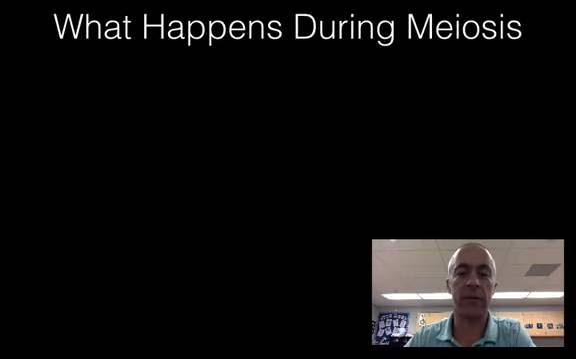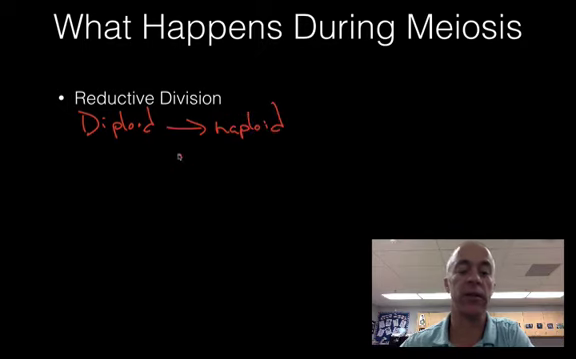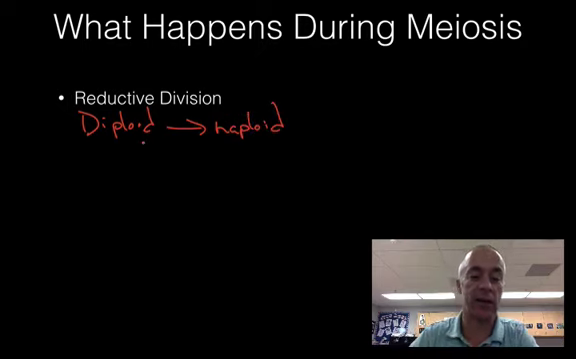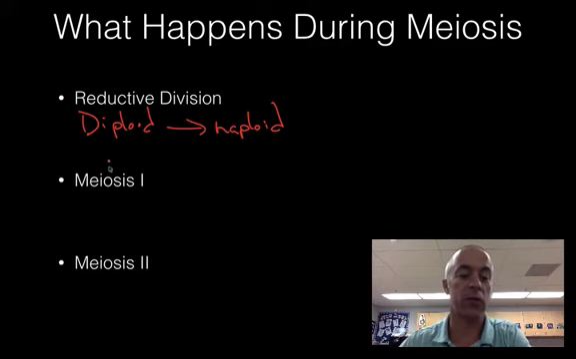Okay, so what happens during meiosis? This is what we call a reductive division. And what that means is we're going to start with cells that are diploid, and by the end of meiosis, we're going to produce haploid cells. So we're going to reduce the amount of DNA in each cell. There are 2 overall divisions that happen in meiosis. There's meiosis 1 and meiosis 2. Meiosis 1, this is where really the most important stuff happens during the process.